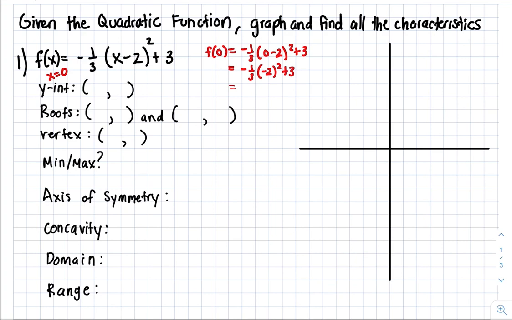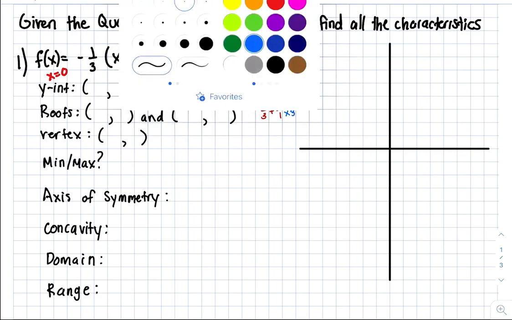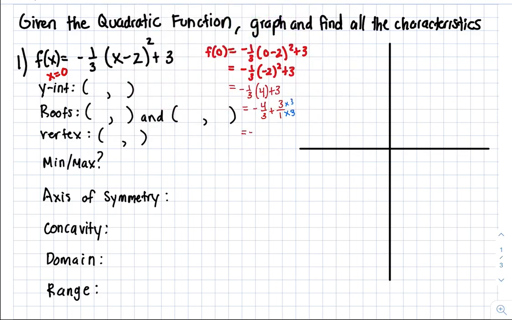Equals, now we get negative 1/3, you guys. Negative 2 squared is 4, plus 3. This is going to be negative 4/3 plus 3. Now, that's 3. We're going to have to put it to 3 over 1 so that we can find a common denominator. Remember, when you combine a fraction and a whole number, you need to find a common denominator. So 3 times 3 is 9. 3 times 1 is 3. So negative 4 plus 9 is 5, and it's the same denominator. So our y-intercept is 0, comma, 5 over 3.